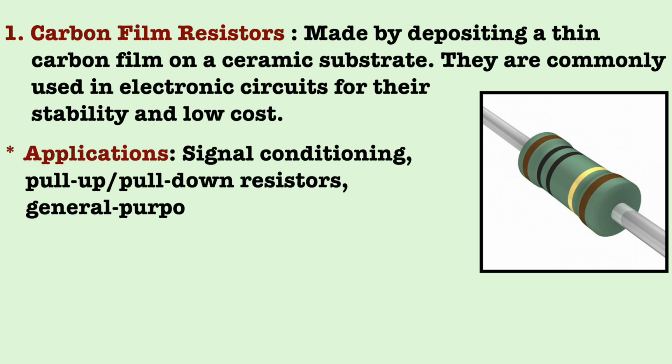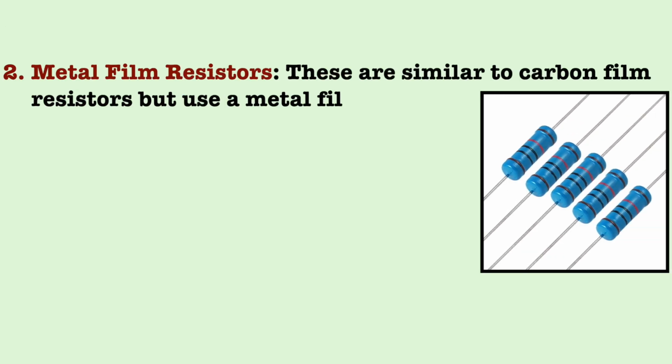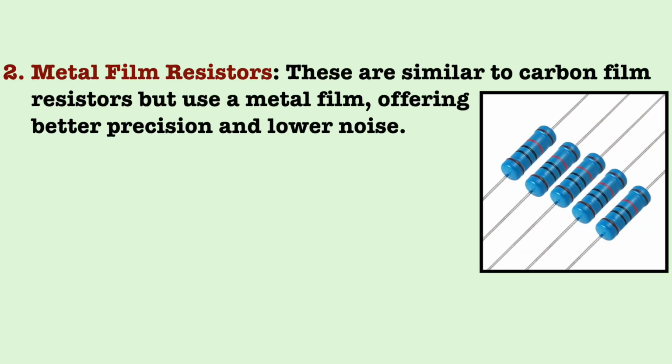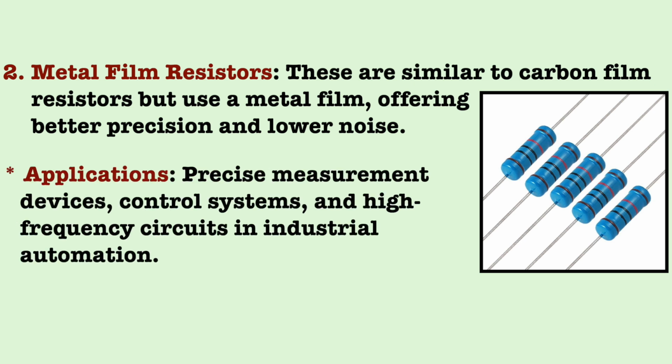If we talk about the applications of the carbon film resistor, it is used in signal controlling. It can also be used as a pull up or pull down resistor. It can also be used in general purpose circuits in industrial controllers. Now we talk about the metal film resistor. These are similar to the carbon film resistor but use a metal film, offering better precision and lower noise. Now we will understand the applications of this metal film resistor. It is used in precise measurement devices, control systems and high frequency circuits in industrial automation.